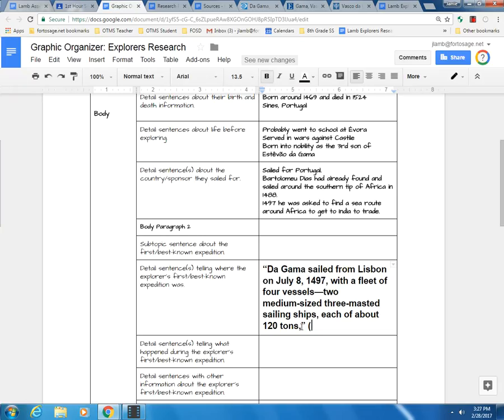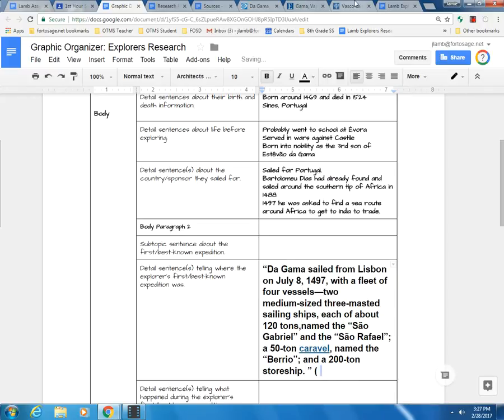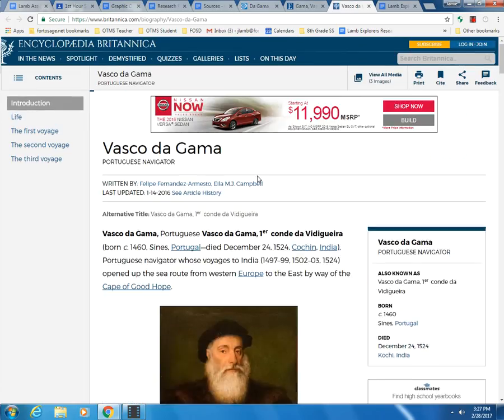Okay, so I go back and add this on because I forgot a piece of it. Then I have to say where I got it from. There's no author listed on this, I don't think. Oh, yes, there is. Written by Felipe Fernandez Armesto and Ella M.J. Campbell. So what I would do is just use the last name of the first author. If there's not an author's last name, you would just say it came from Britannica.com. Because this one does have an author, I would just say Fernandez Armesto.